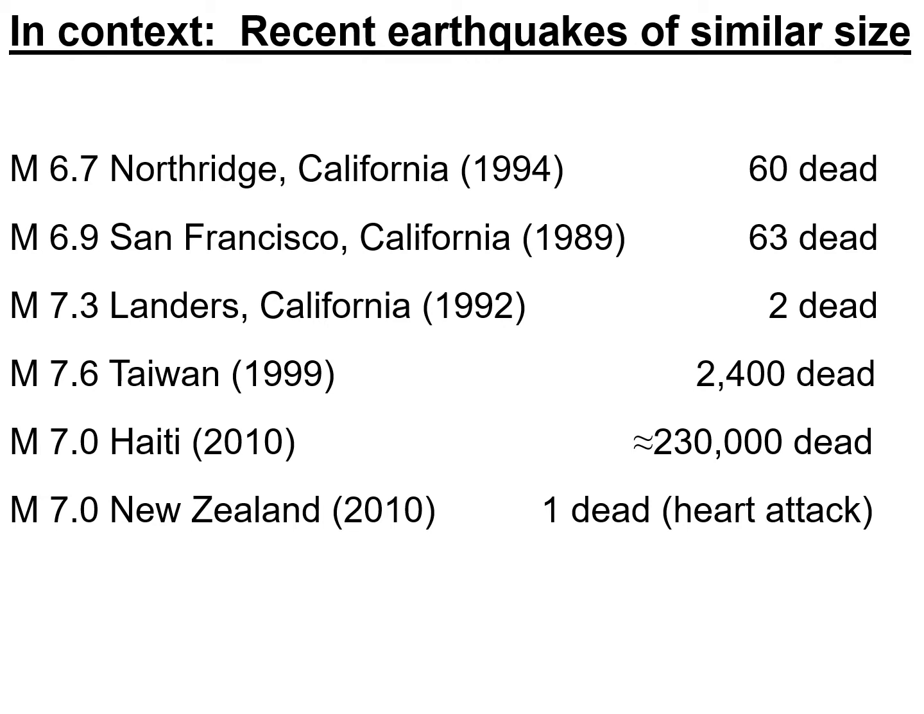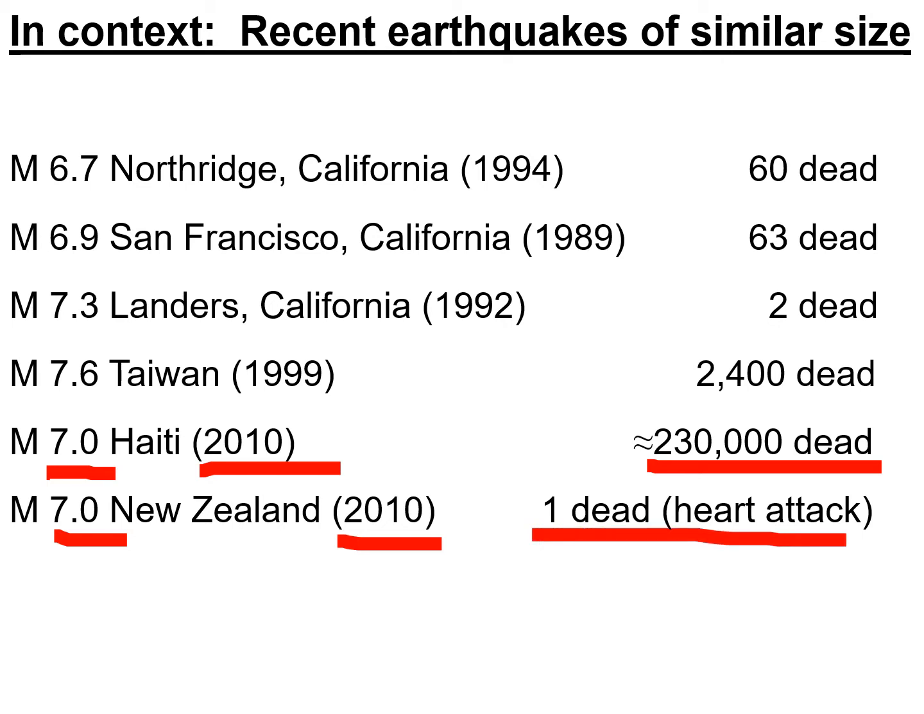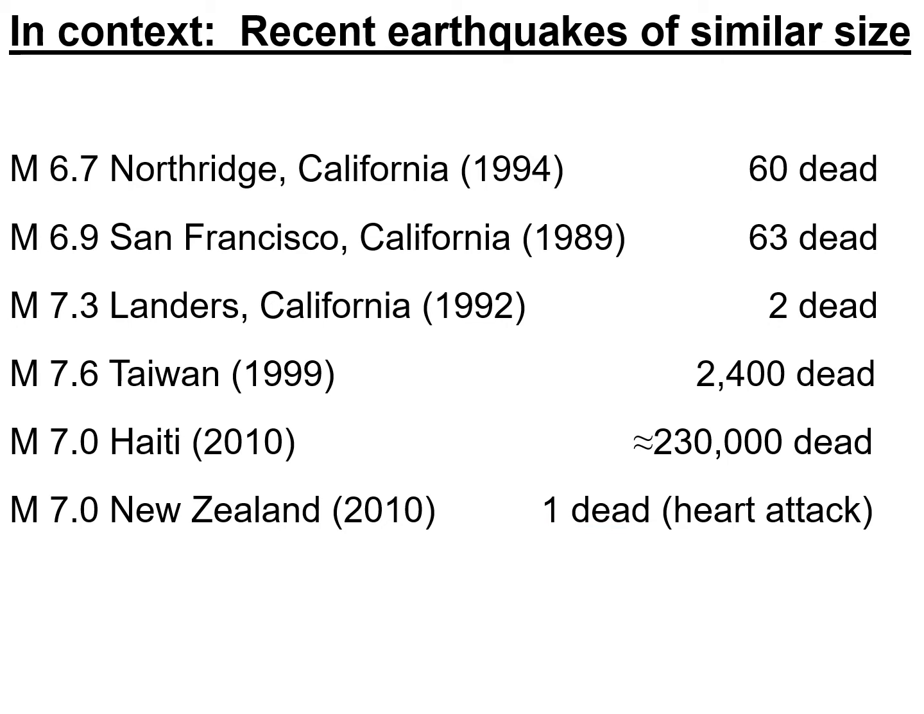But to contrast Haiti with another earthquake of the same size, again, both 7.0 in the same year. Haiti, death toll anywhere from 70 to 230,000. And in New Zealand, death toll was 1. And that person wasn't even crushed in a collapsing building, even though there was some significant damage in some areas. But they died of a heart attack. And so it's kind of an indirect death, if you will.